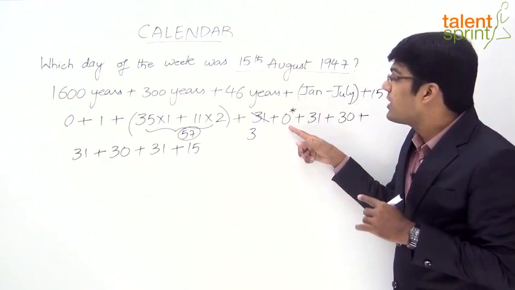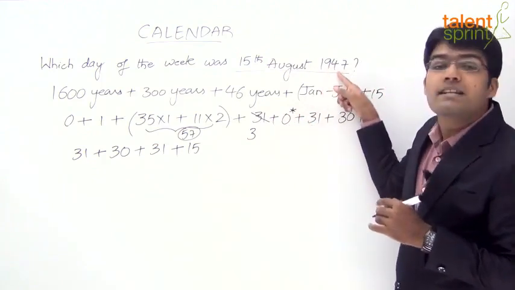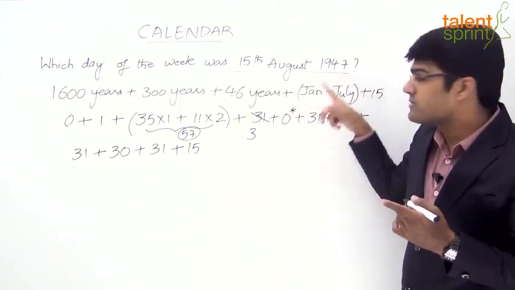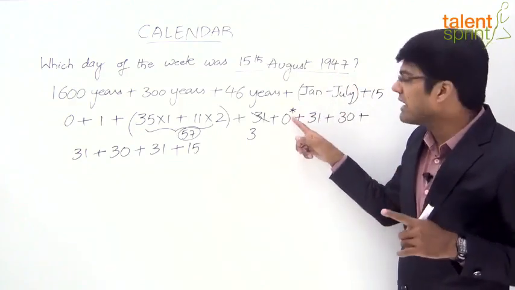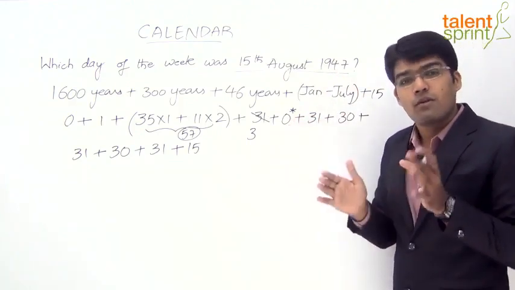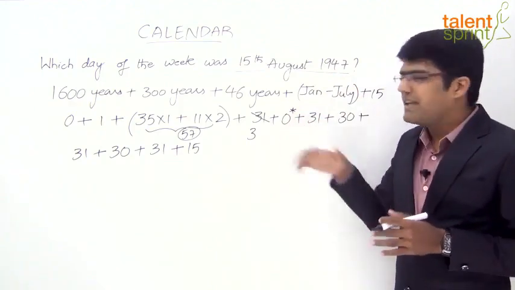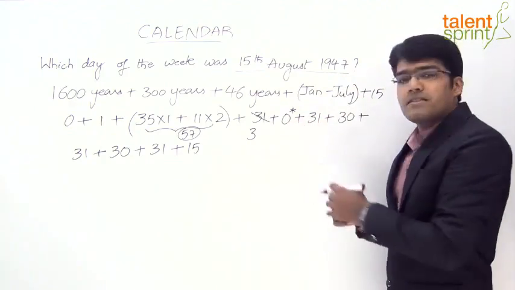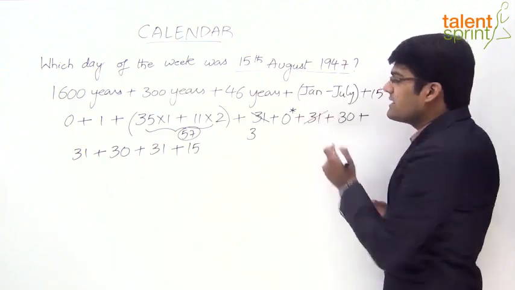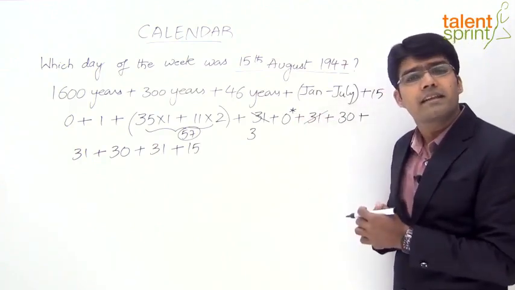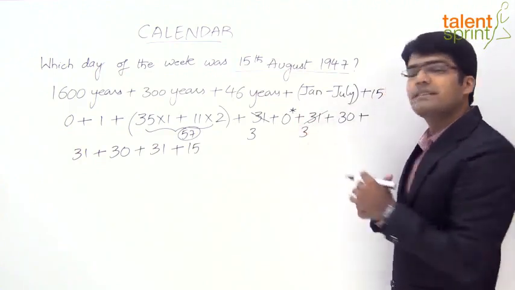We are taking 0 because this is February 1947, which was an ordinary year, so 0 odd days. But if it is a leap year, you have to take 1 in this case, right? So be careful for the month of February. If it is a leap year, take 1. If it is an ordinary year, take 0, right? So that 0 anyway remains 0. Then next comes 31 days in March. 31 days again can be taken as 3 odd days. So here we have 3.